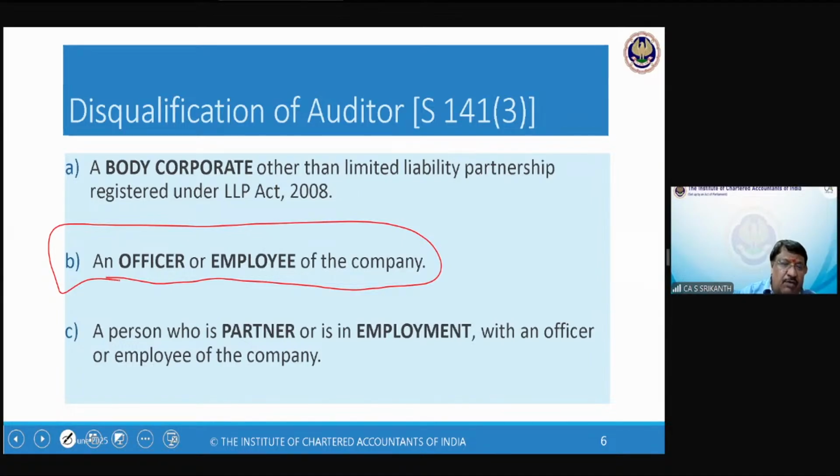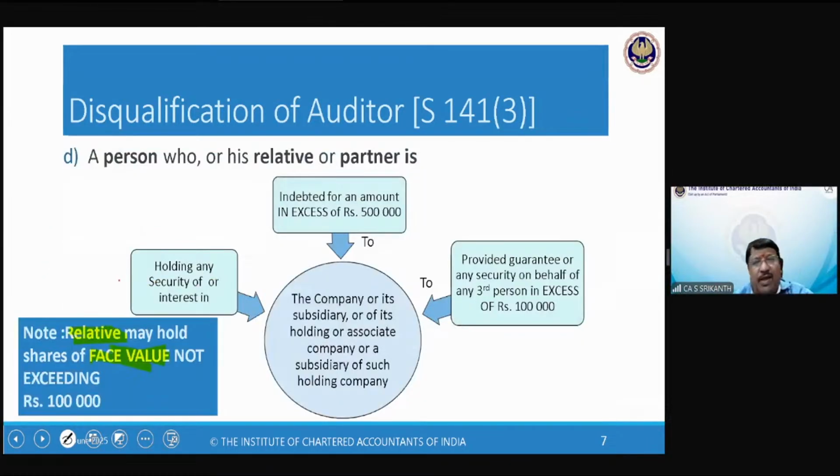Nor, see, suppose this officer is having a proprietorship also. Anybody who is in employment with him, say a qualified assistant, cannot become an auditor, cannot sign. Same logic. This is very, very important. Very, very important. You must be knowing it. If you don't know it, know it. If you know it, revise it.